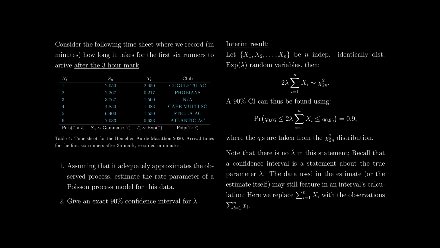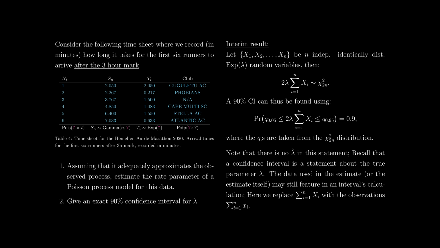Now we can manipulate this expression to make a statement about lambda. Note here that there's no lambda hat in this statement. Recall that the confidence interval is a statement about the true parameter, lambda. The data used in the estimate, or the estimate itself, may still feature in the calculation of the interval, but ultimately it's just a statement about lambda. So we're going to manipulate this expression in a way to make a statement about lambda, the true underlying parameter.